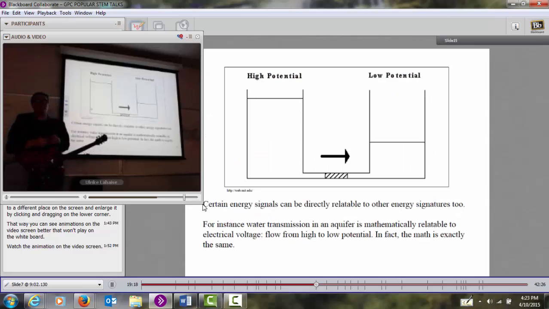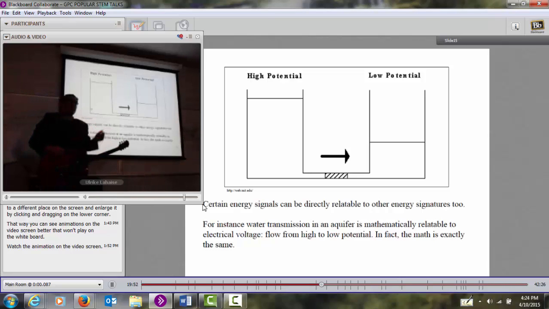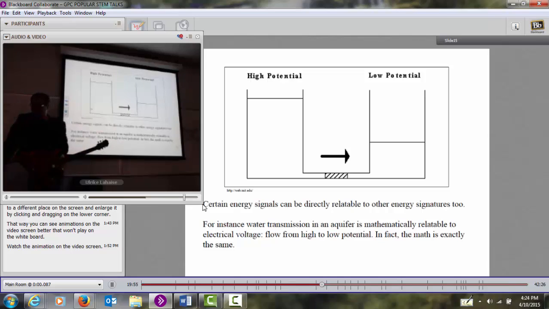Energy signals can be related to other energy signals too. Some are directly translatable. Some phenomena have the same math as other phenomena. Water transmission in the aquifer, we're doing water now in lab. Energy transmission in the aquifer is a potential flow, okay? Well, voltage is a potential flow. The math for voltage and the math for Darcy's law, which is the transmission of water in a saturated regime, is the same thing, which makes it easy.